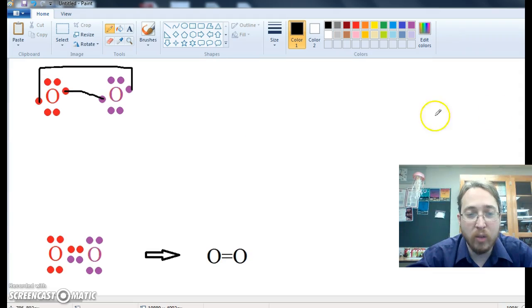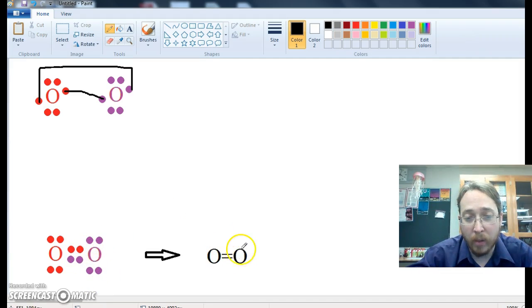We have to change the way our dot diagram looks. We have 1, 2, 3, 4 unshared electrons on this oxygen, and 1, 2, 3, 4 unshared electrons on this one. But then we have 1 pair that is made from 1 of each, and a second pair that is made from 1 of each that they each share. So this oxygen has access to 1, 2, 3, 4, 5, 6, 7, 8 electrons, and this oxygen has access to 1, 2, 3, 4, 5, 6, 7, 8 electrons.